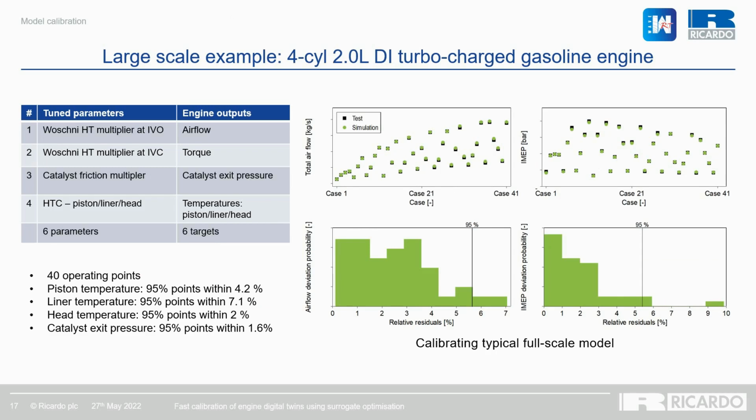The results over 40 operating points show that for airflow, 95% of the operating points are within 5.5% from the reference data, and a similar value for torque is observed for IMAP. 95% of the points are within 5.5% of the reference data. For the piston, liner, and head temperatures, again we have similar values, 95% of points within 4.2%, 7.1% and 2%, and for catalyst exit pressure, 95% of points within 1.6%.